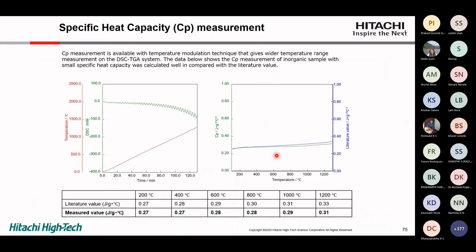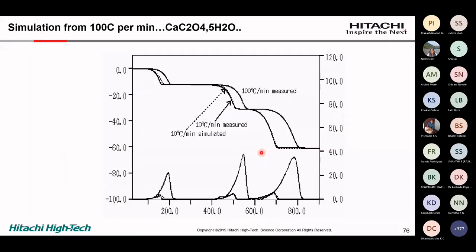TGA along with the DSC mode can also be used for direct determination of specific heat. The example shown here is the determination of specific heat using a modulated DSC mode in the TGA. You can also have a simulation. So if you are running the sample at 10 degrees per minute, run the sample at 100 degrees per minute. This is not applicable for each and every sample. And you can see how the simulation graph will look at 10 C per minute.